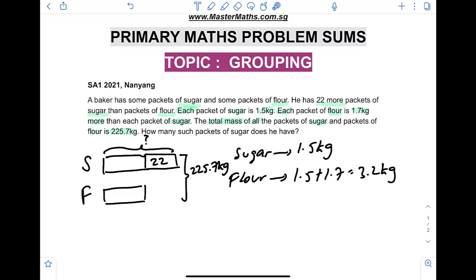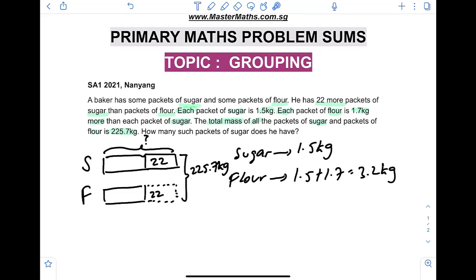is to form another 22 packets of flour. Why do we do that? So that we get the same number of flour packets and sugar packets. Of course, it's not true, because we don't have that much flour packets. But why do we do that? Because we want to find how many sugar packets there are in this section. So we try and make them both equal. So meaning we add another 22 flour packets.